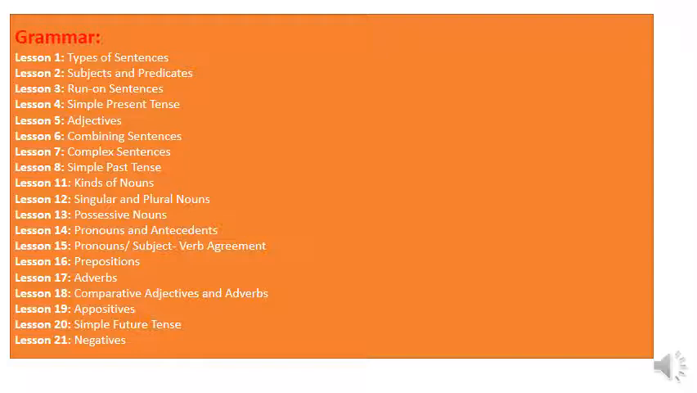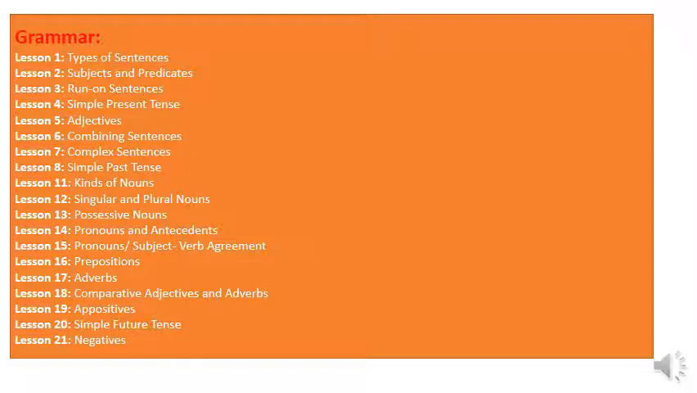The third lesson is the run-on sentences. We are going to learn how to write correct, complete sentences, using correct punctuation in order to avoid run-on sentences. After that, we are going to move to the simple present and present progressive tense. Then we're moving to adjectives, combining sentences, complex sentences. Then we're moving to simple past and past progressive, kinds of nouns, singular and plural nouns, possessive nouns.